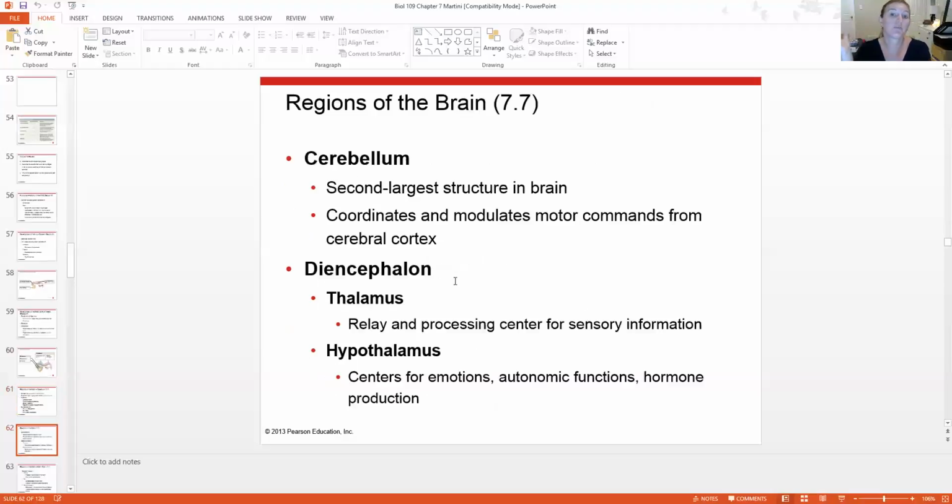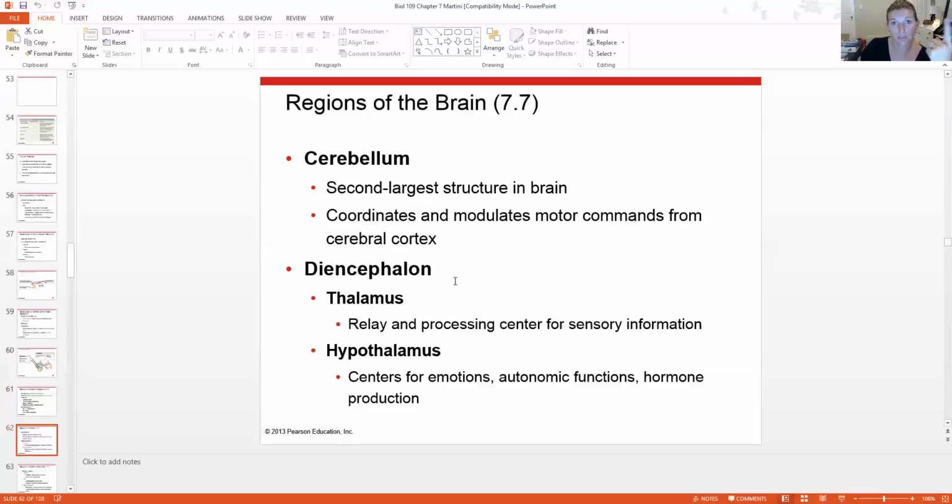So the cerebellum is the second largest brain structure. That's that little walnut-shaped piece on the back. This is coordinating our body movements and motor commands. Then you have what's called the diencephalon. This is kind of inside the cerebrum. The cerebrum is kind of this outer shell, and the diencephalon is this little popsicle-like structure on the inside, or lollipop-like structure on the inside.